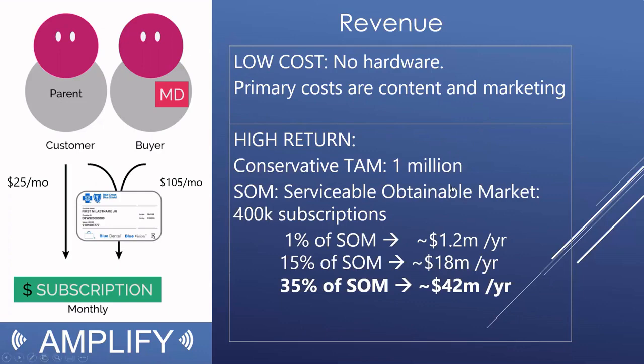Even if we use that conservative number of 1 million potential people, and we cut that down even further by saying that the games we have available will only hit a small portion, say 40% of that market, and then go down even further and say that of that, only 1% will ever hear about our product, that will still result in $1.2 million per year of revenue if we have a simple subscription model of $25 per month that the parents pay for directly. And we could actually charge more if we loop insurance into it.